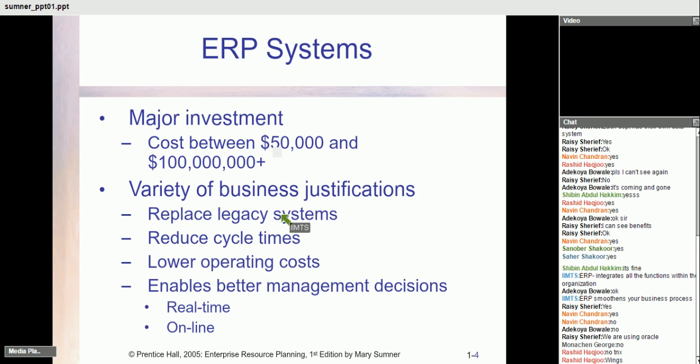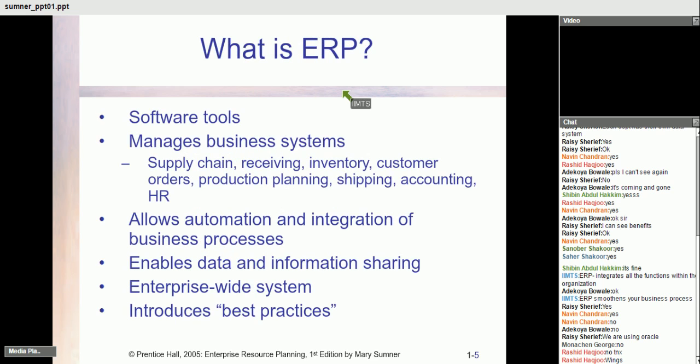Then there is a variety of business justifications. It replaces legacy systems. It reduces cycle times. It lowers operation costs, and it enables better management decisions, real time as well as online.